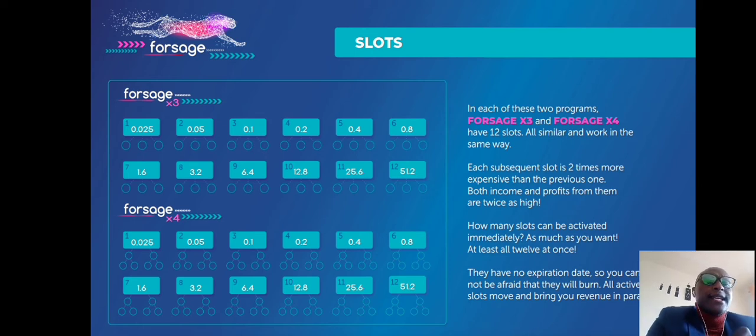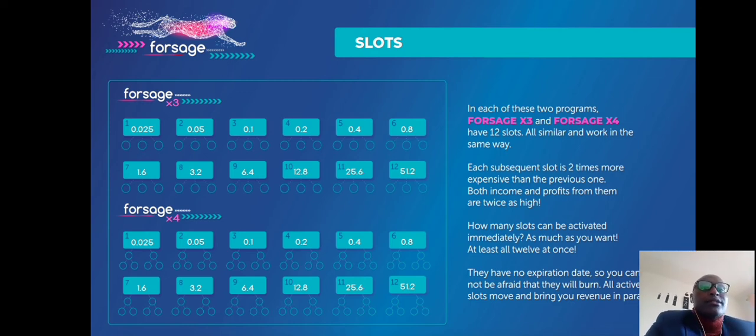You realize that each subsequent slot is twice as expensive as the previous one. Slot 2 is twice as expensive as slot 1. Slot 3 is twice as expensive as slot 2, and it goes on. But so is the income. If you are earning 0.025 Ethereum on slot 1, when you go to slot 2, you'll earn 0.05 Ethereum, 0.1 Ethereum on slot 3, 0.2 Ethereum on slot 4, 0.4 Ethereum on slot 5, and so on.